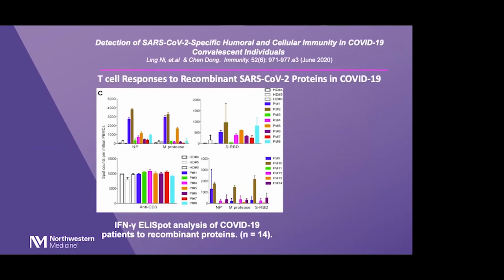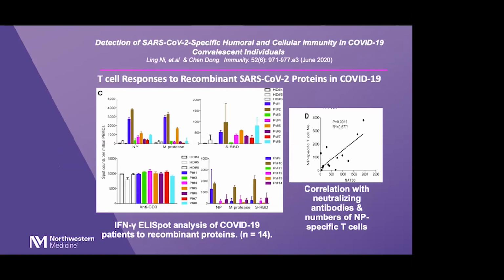This slide shows another study from China, and they performed ELISpot assays in COVID-19 patients as well as normals against the nuclear protein, M protein, and the S protein, and found that the patients had variable amounts of response to the COVID antigens, but not in the healthy subjects. Also, they found that there is a correlation between neutralizing antibodies and the number of NP-specific T cells. Next slide, please.